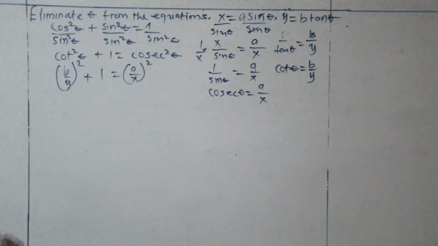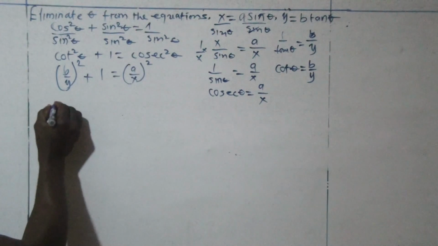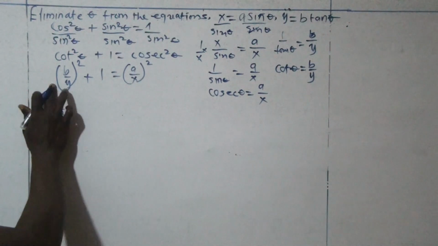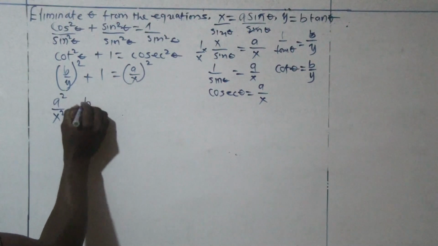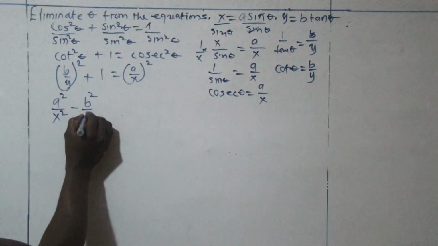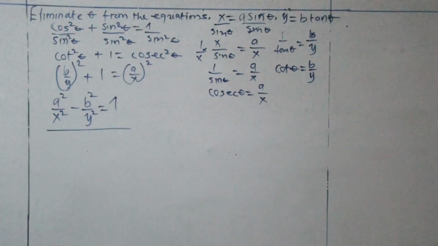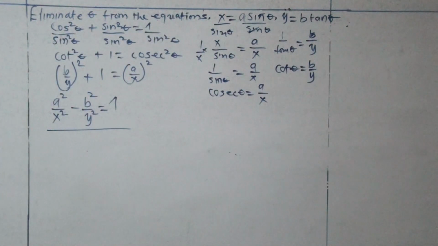Okay, and here we can also rearrange this. This becomes a square over x square. If we move this to the other side, this becomes minus b square over y square is equal to 1. So we'll be able to eliminate theta from this equation here. Okay. So this is how to manipulate a question of this nature.